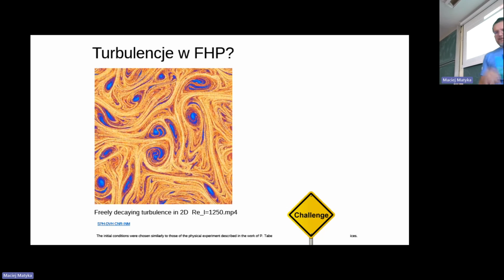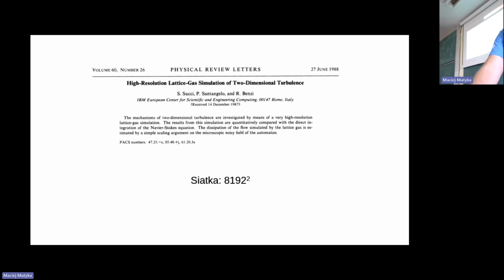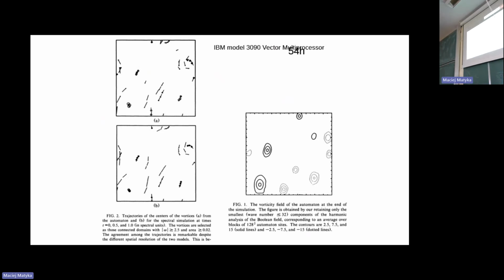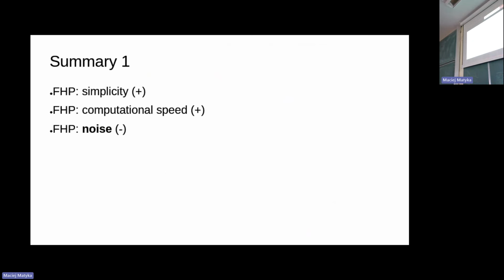And I was actually amazed seeing that in the high resolution lattice gas simulation of two-dimensional turbulence by Succi, I already told you about him, still an active professor in Rome. Succi and Benzi are still working in Rome. They had a grid of 8,000 nodes, a supercomputer of course, and they compared FHP results to spectral methods. They compared one to one, so I won't go into details. They claim they have turbulence in FHP.